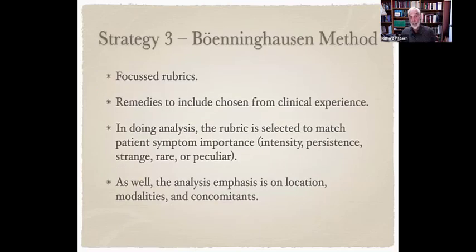And so we're going to look at strategy three, which is the Boenninghausen method. And that strategy is to keep rubrics relatively small using remedies that are found to be chosen from clinical experience. So we have the proving information, but then many years of clinical experience confirm which remedies are most useful. And those are the ones that are emphasized in the rubric.